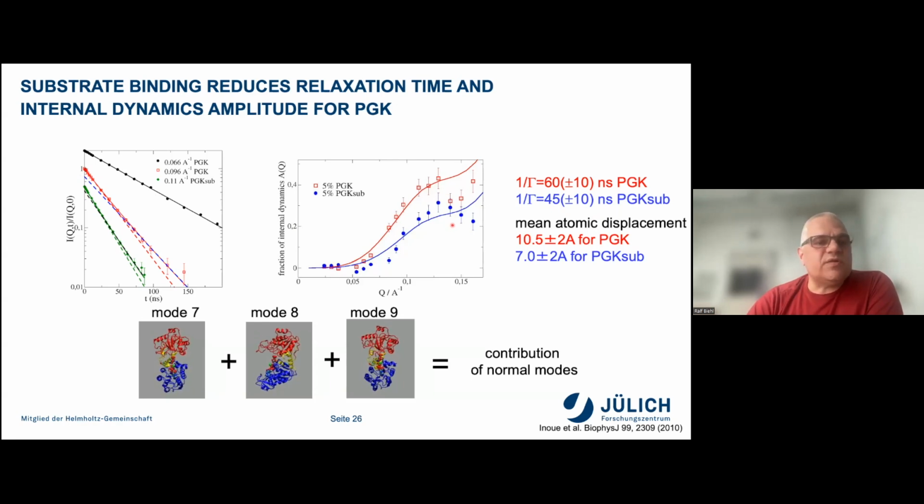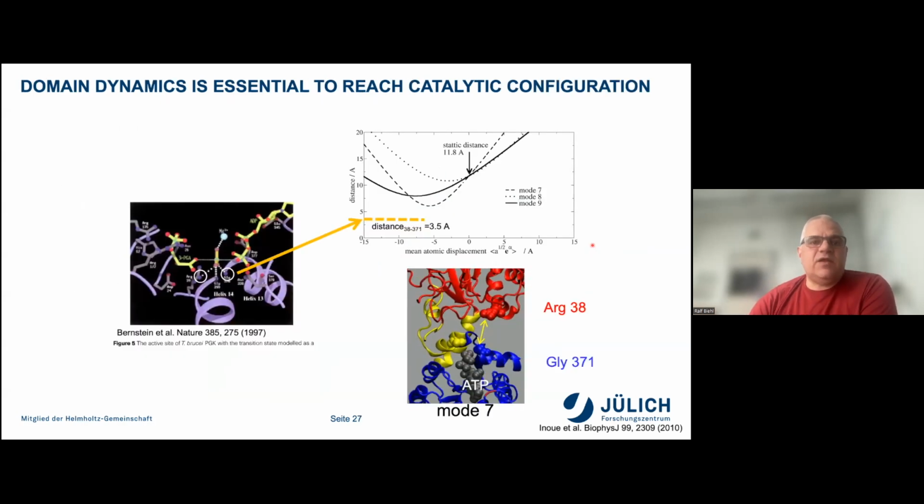We can now use again our normal modes and calculate then how the combination of these normal modes would describe these amplitudes. And from this, we can then extract mean atomic displacements that are here 7 and 10 angstrom with and without substrate. And with this knowledge about amplitudes, we can now again look at the active center.